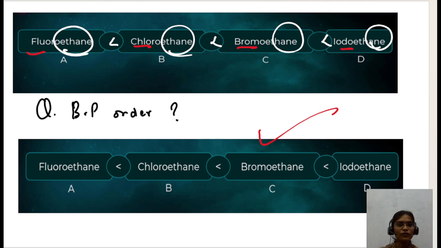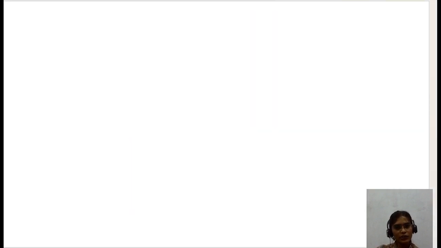Okay, now next question for you. What do you think about melting point? Does melting point also depend upon the surface area or not? Okay, there's a question for you. Let's check whether you really know the concept or not. For this question, you have to answer the melting point. Arrange them in melting point order.